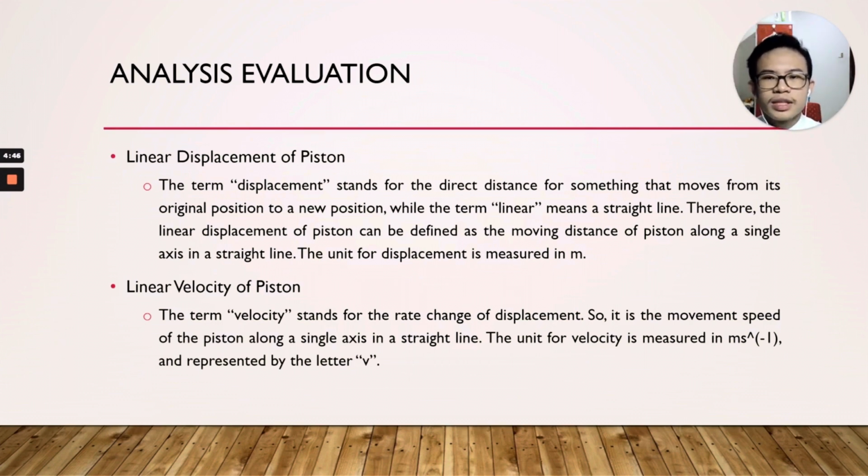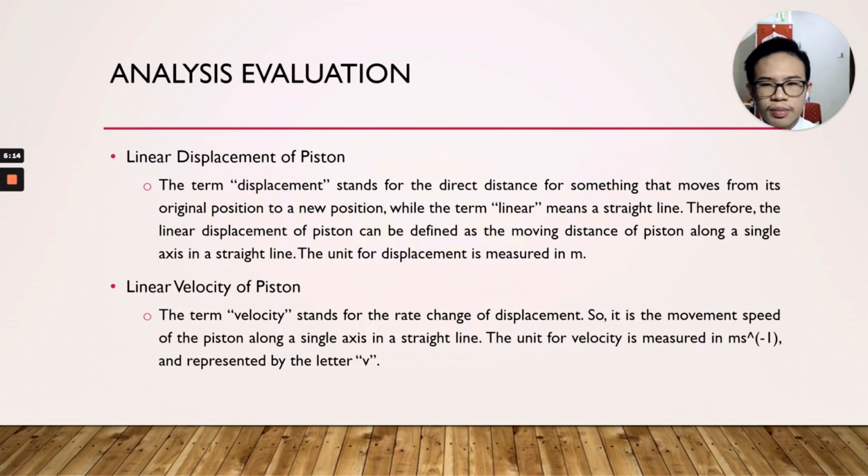So, for the linear displacement of the piston, the term displacement stands for the direct distance of something that moves from the original position to the new position, while the term linear means a straight line. Therefore, the linear displacement of the piston can be defined as the moving distance of the piston along a single axis in a straight line. The unit for displacement is measured in m, which is meter.